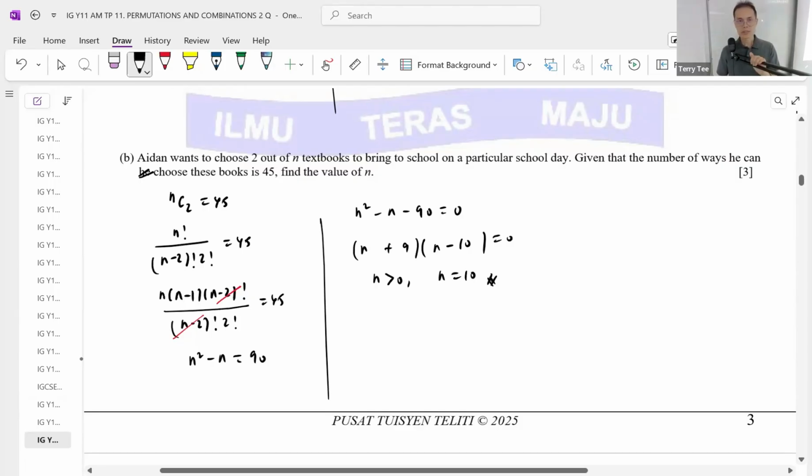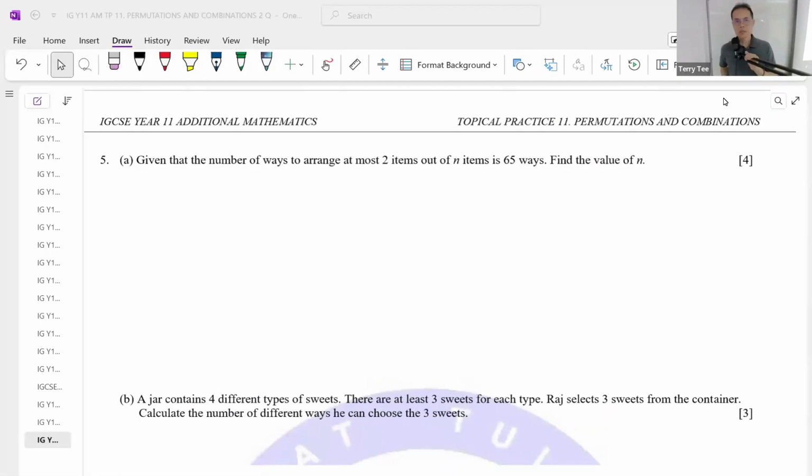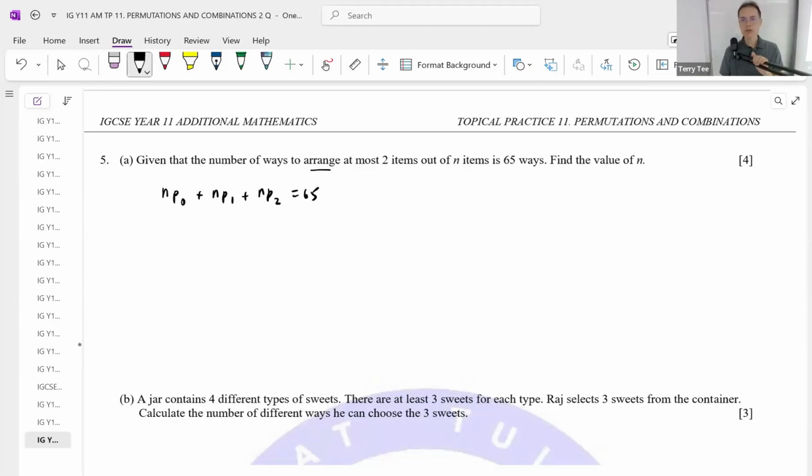n is just 10. Given that the number of ways to arrange at most 2 items out of n items is 65. Okay, now the word is arrange. Arrange, you use permutation, not combination. Now, when we say at most 2 items, what does it mean? I can arrange 0, I can arrange 1, I can arrange 2, maximum 2. So you start with nP0, nP1, nP2 equals 65.